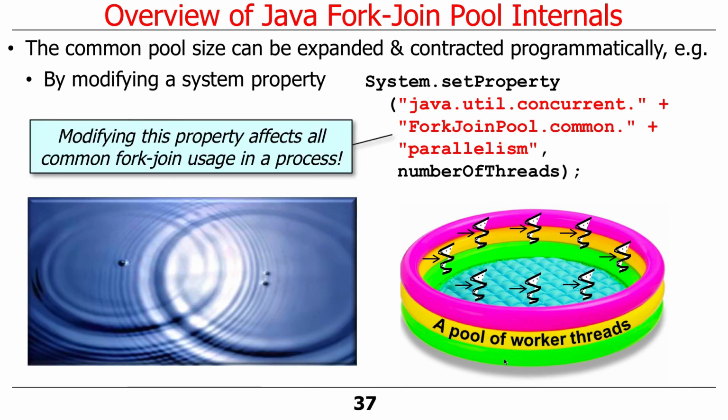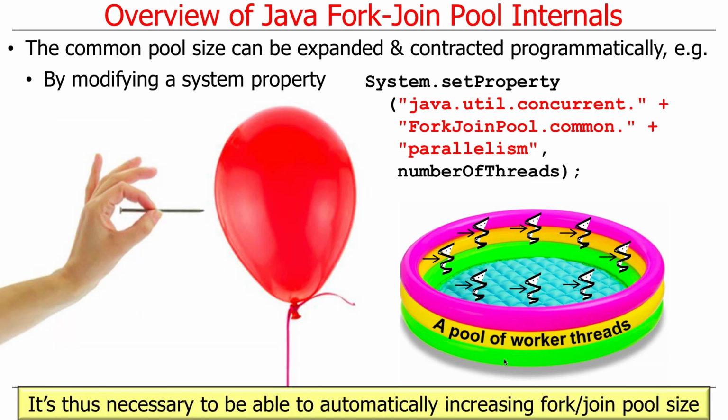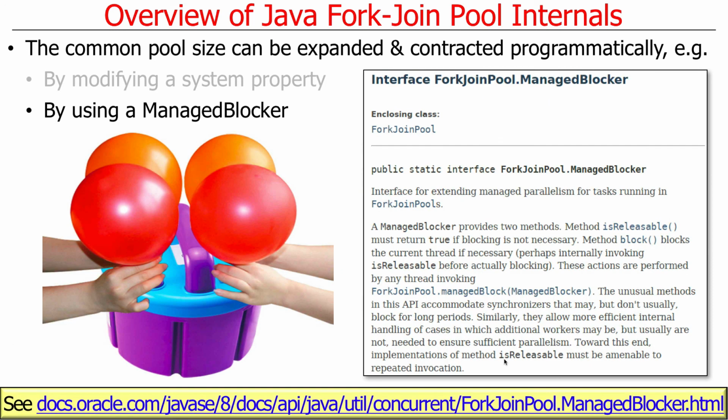The other downside is that this will affect all the usage of the common ForkJoin pool in a process. So if you make a change in one part of your process, then that will have the side effect of changing the size for anything else in the process that's using that. And that ripple effect may be confusing and undesirable. Therefore, we need to have some way of automatically increasing the ForkJoin pool size. We don't want to use the manual approach all the time.